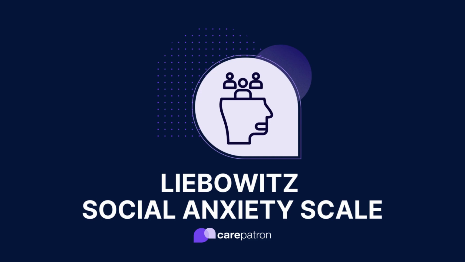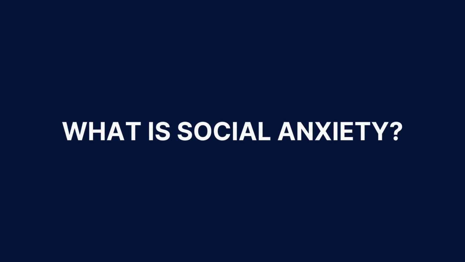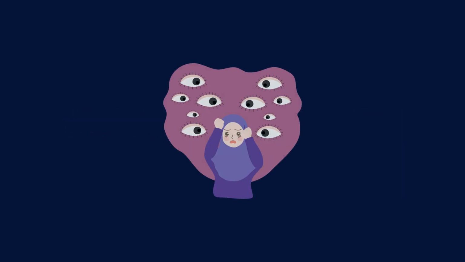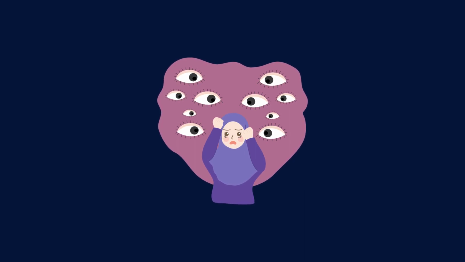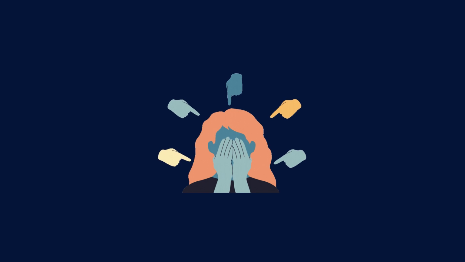Liebowitz Social Anxiety Scale. Firstly, what is social anxiety or social phobia? Social anxiety or social phobia is a common mental health condition characterized by an overwhelming fear of social situations and interactions. Individuals with social anxiety experience intense anxiety and distress when faced with situations that involve social scrutiny, judgment, or the possibility of embarrassment or humiliation.